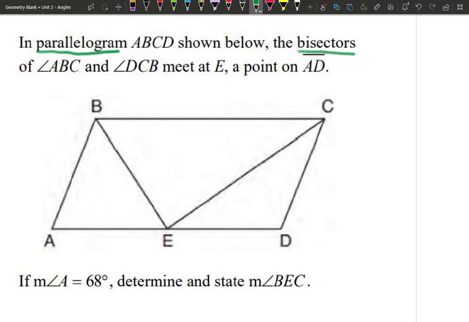All right, so the bisectors of angle ABC and DCB meet at E. So that just means that this is cutting that angle in half. And this line is cutting that angle in half. Just to kind of hint you in the right way. And what's the measure of angle BEC? B to E to C, this is the angle that we're trapping like that. So that's the angle that they're talking about. You have to figure out what that angle is. All right. Good luck, and I'll catch you in the next one.